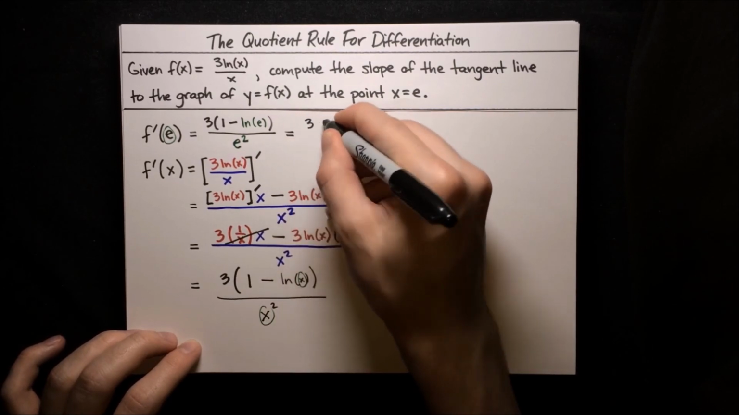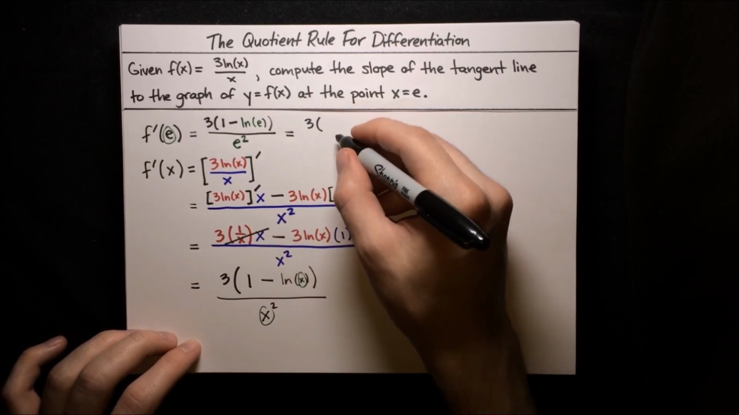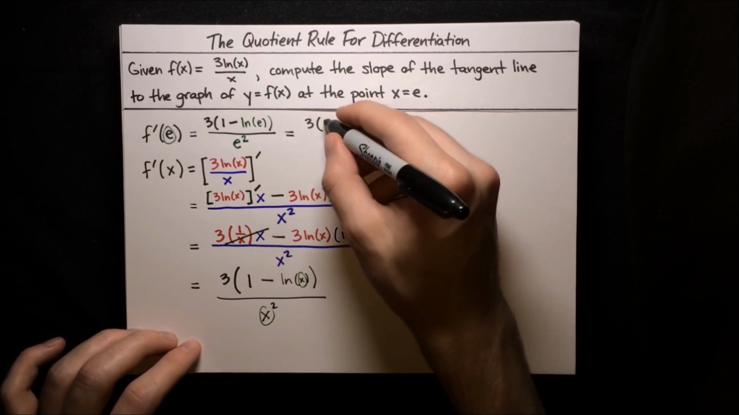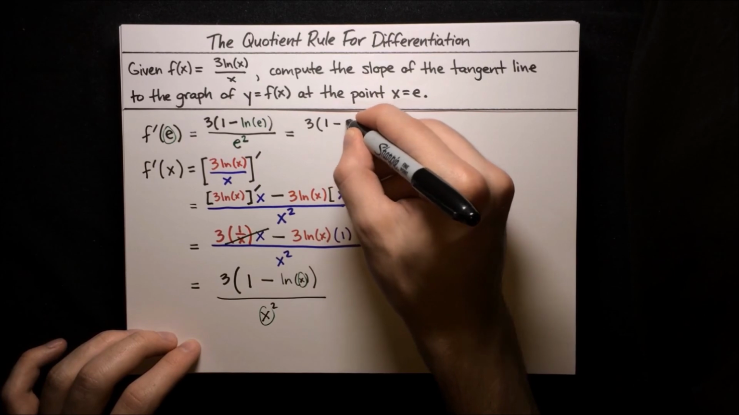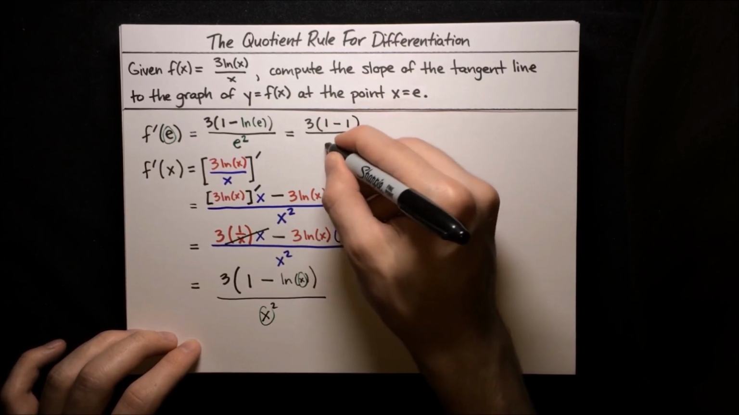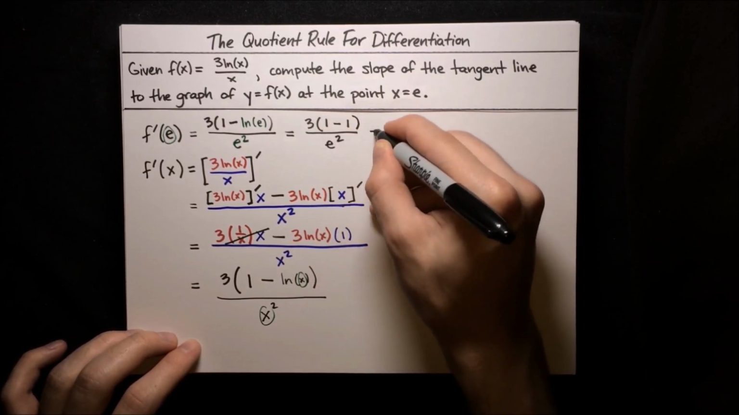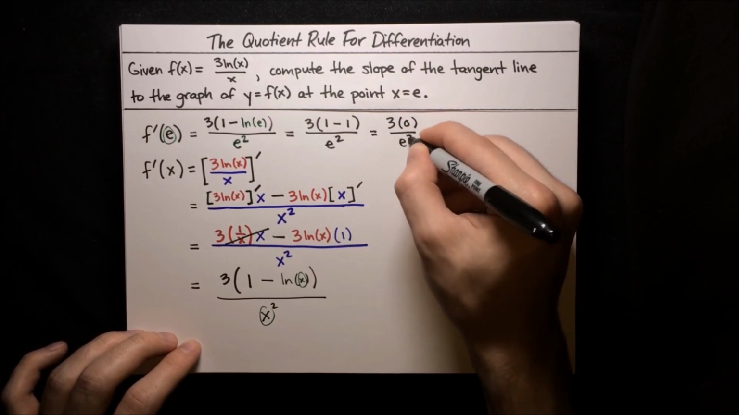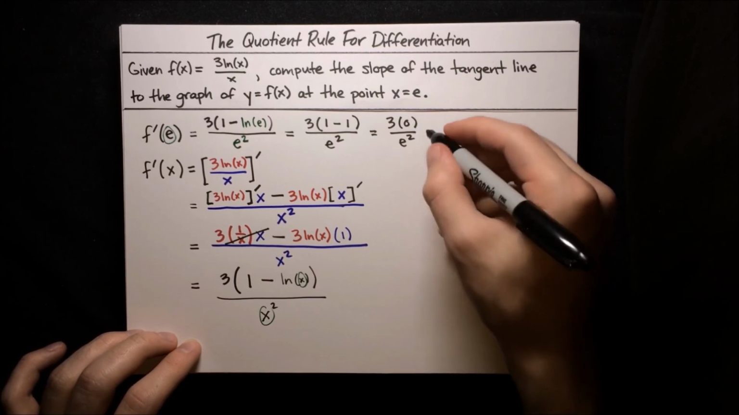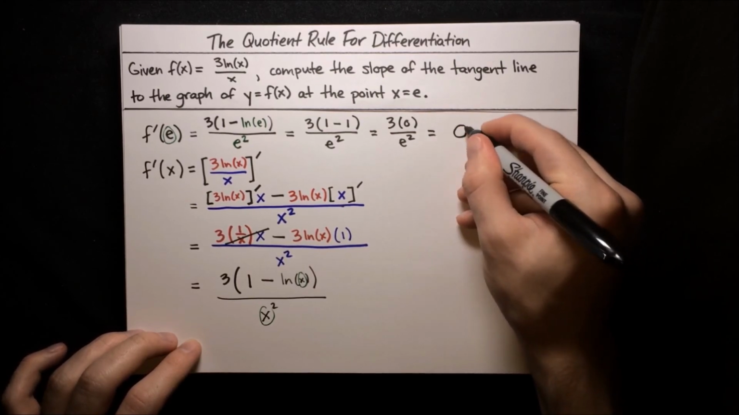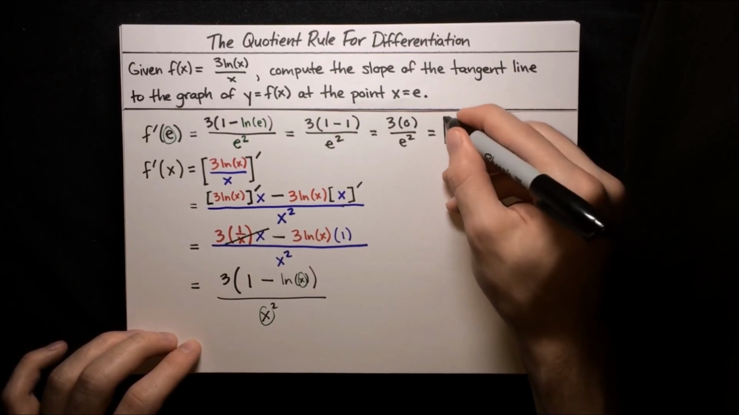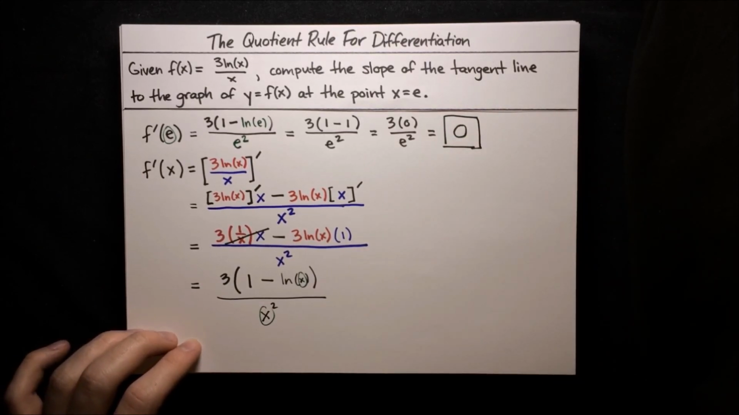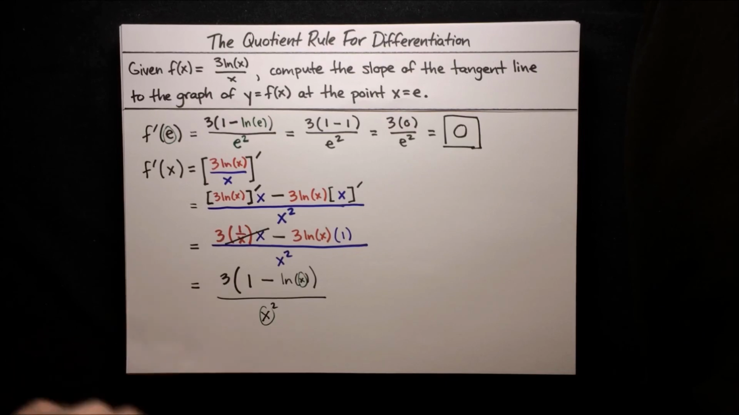Well, let's just go ahead and write it down, simplify what we can. First of all, natural log of e, that's just 1, because e raised to the first power is e. So 3 times 1 minus 1 all over e squared. And 1 minus 1 is just 0. So we have 3 times 0 over e squared. So this is really just 0 over e squared, which is just 0. So that is the slope of the tangent line to the graph of y equals f of x at the point e. It's just a horizontal flat tangent line, slope is 0.